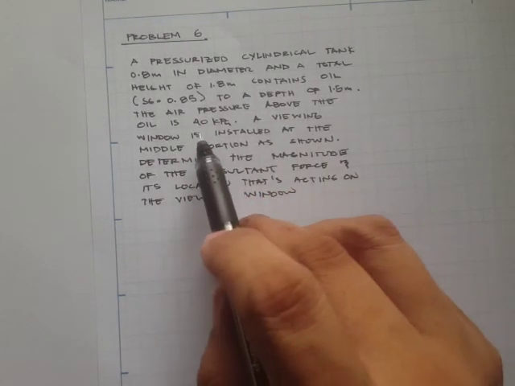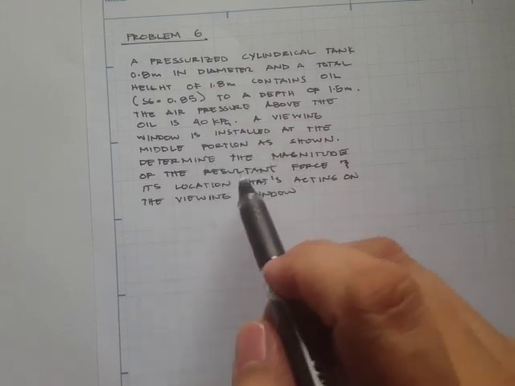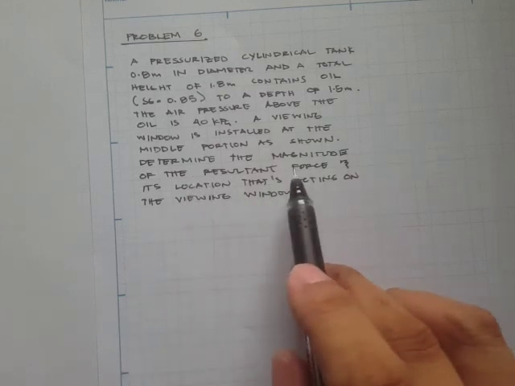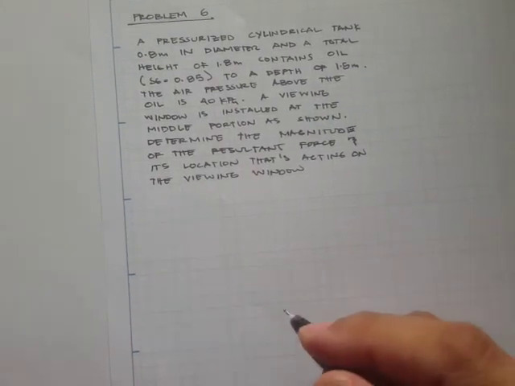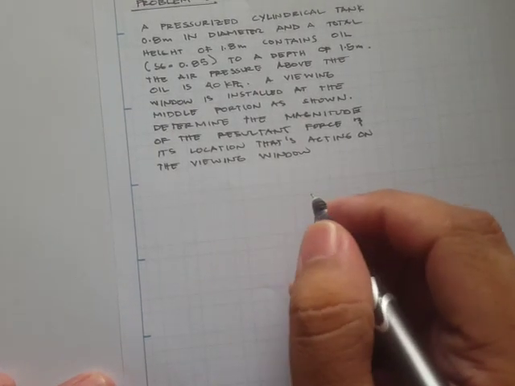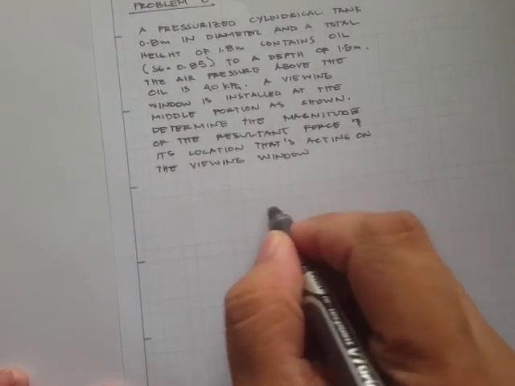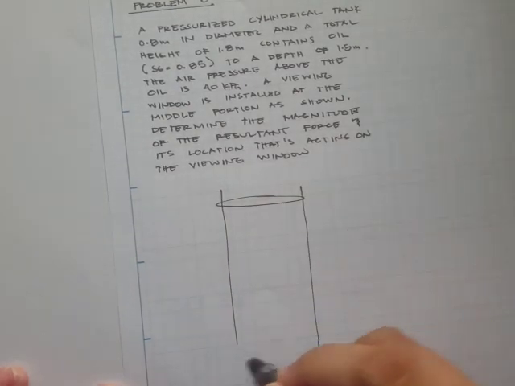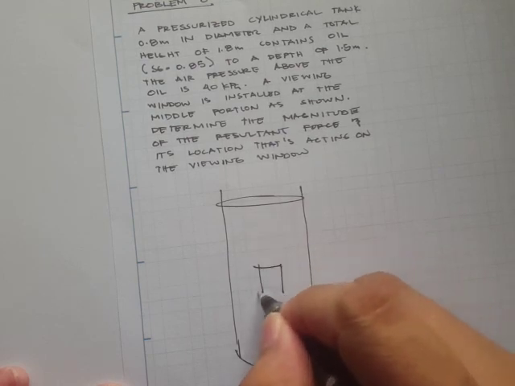The air pressure above the oil is 40 kPa. A viewing window is installed at the middle portion as shown. Determine the magnitude of the resultant force and its location that's acting on the viewing window. Okay, so basically what we have is something like this. And at the middle portion we have a viewing window.